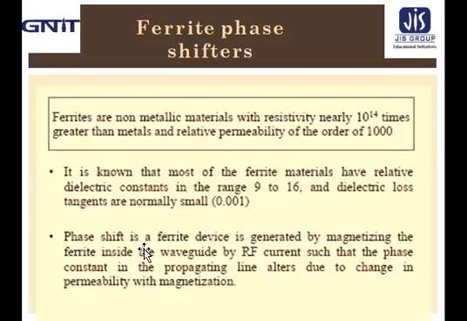And phase shift in a ferrite device is generated by magnetizing the ferrite inside the waveguide by RF current, such that the phase constant in the propagating line alters due to the change in permeability with magnetization.